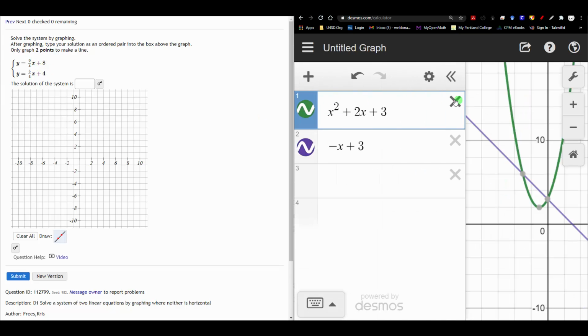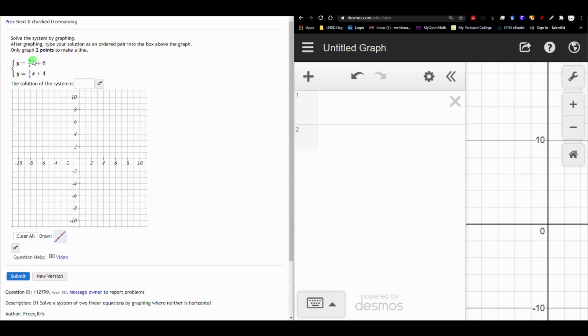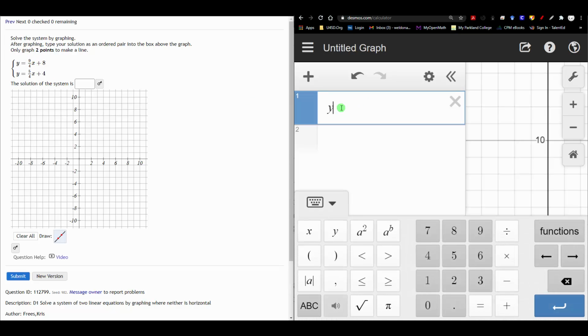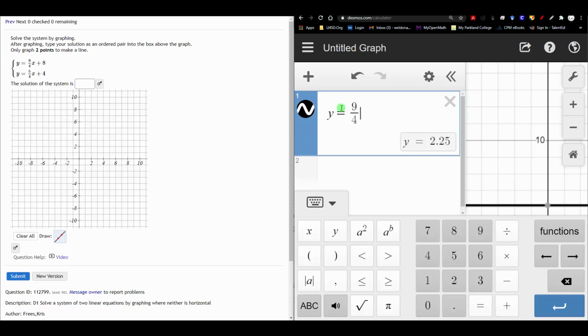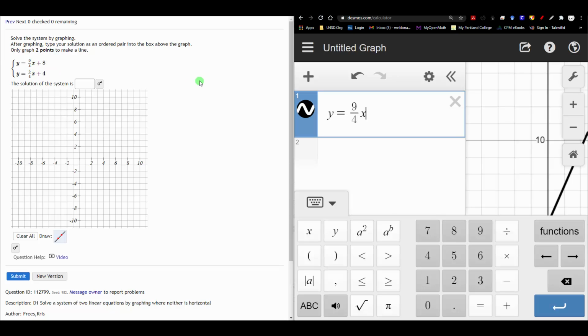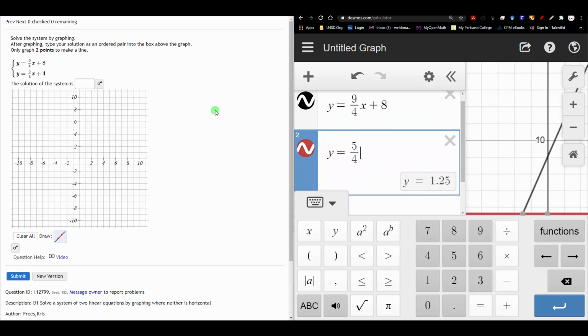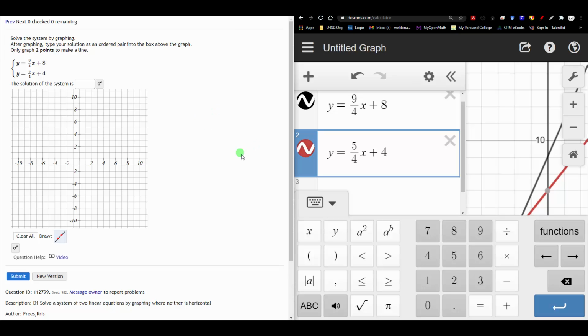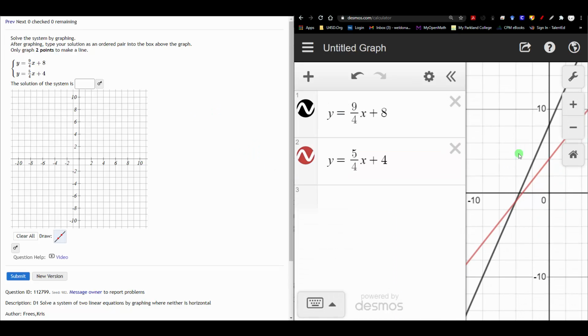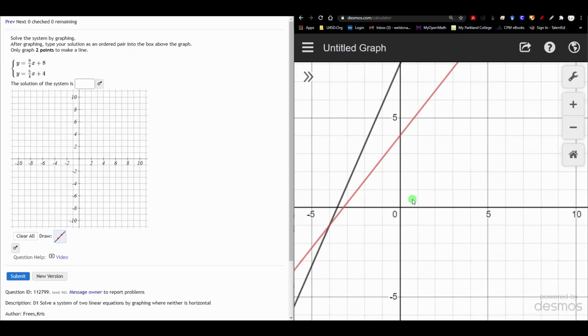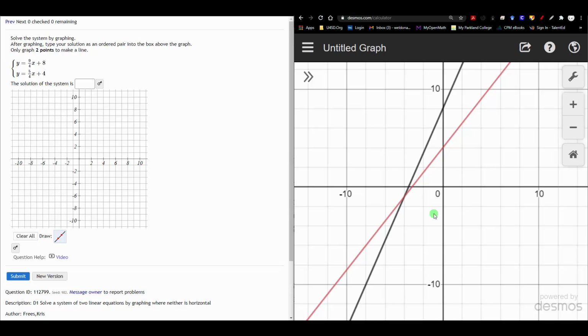All right, so I'm going to go back to Desmos. I'm going to clear these out, and I'm going to solve this the same way. I'm going to put in my first line, and you can put a y equals in there. It doesn't make a difference if you do or don't. But we're going to do 9 divided by 4 x, right, because that's my first equation here, plus 8, right? And for right now, don't worry about the graph. The graph will automatically do its thing. And then we have y equals 5 over 4 x plus 4. Okay, and we're going to come over here and take a look at our graph. All right, so here's our graph. Zoom out a little bit, get a good look at it.